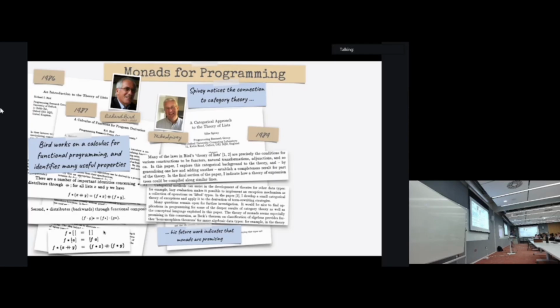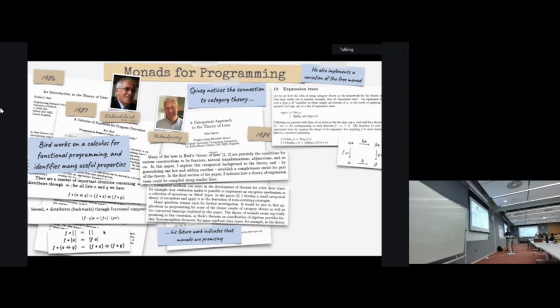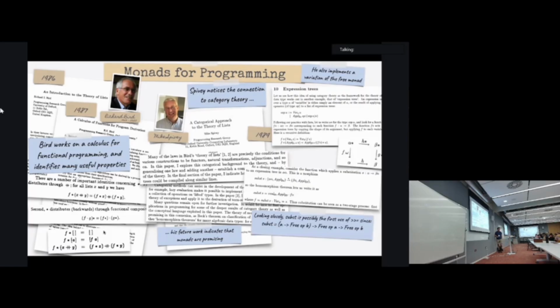His future work indicates that monads are a promising direction. He also implements a variation of the free monad, which we'll look at later, which is basically the monad for syntax trees. So he shows that syntax trees themselves form a monad, and substitution is an important operation that we have there.